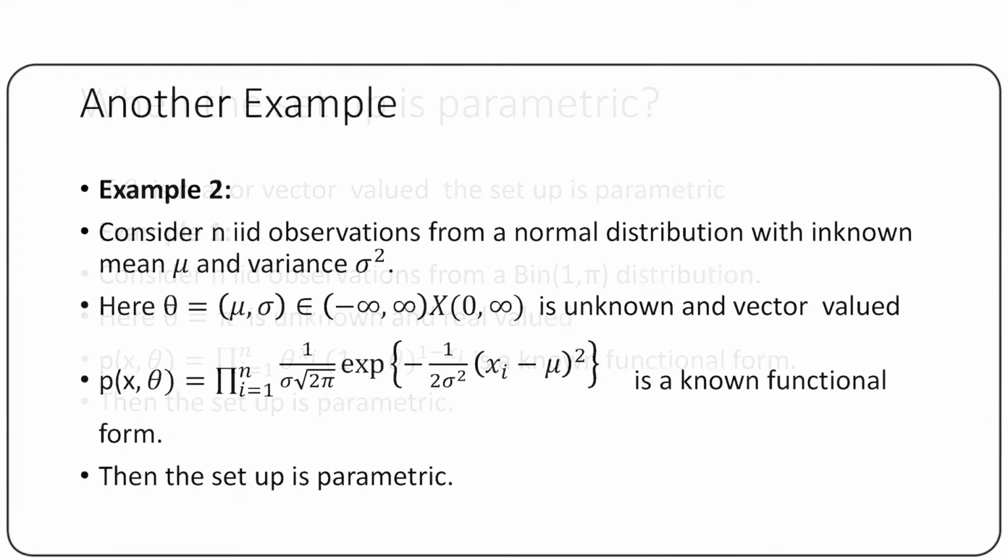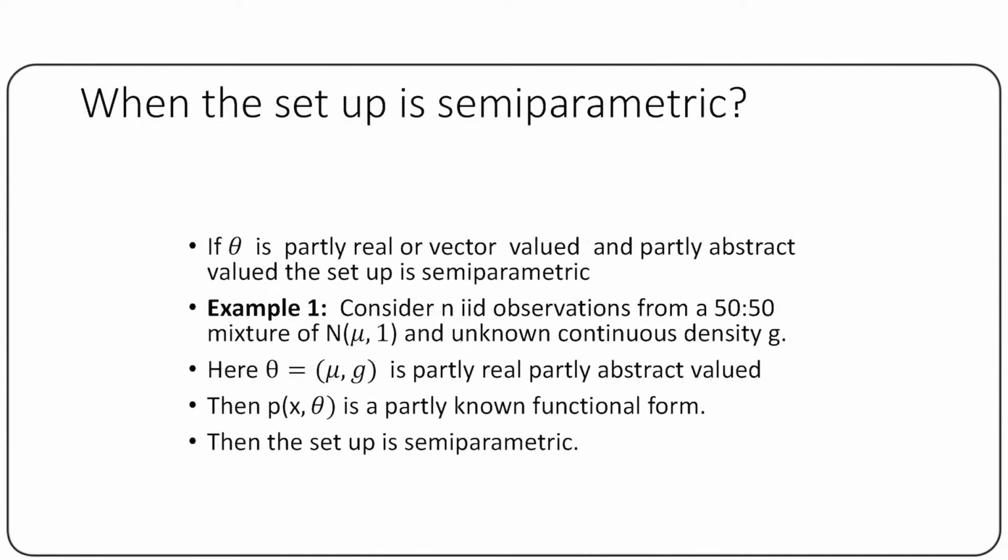Now, consider another example where xi are IID observations from a normal distribution with unknown mean mu and unknown variance sigma square. Then theta equal to mu and sigma square is unknown but vector valued, and the joint density, that is the product of individual normal density, is a known functional form. Therefore, omega is a subset of R square and it is a parametric setup. So the natural question is, what is a semi-parametric setup? If theta is partly real or vector valued and partly abstract valued, the setup is semi-parametric.